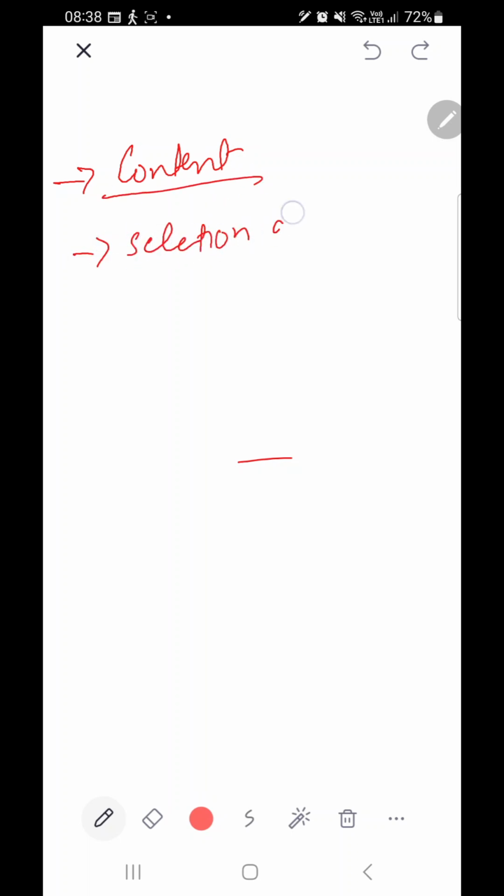Moving on to the next point, which is called content. Now content means selection of relevant case notes.